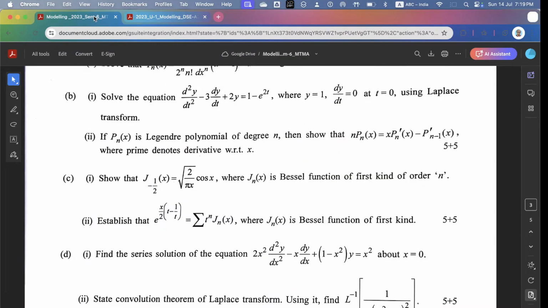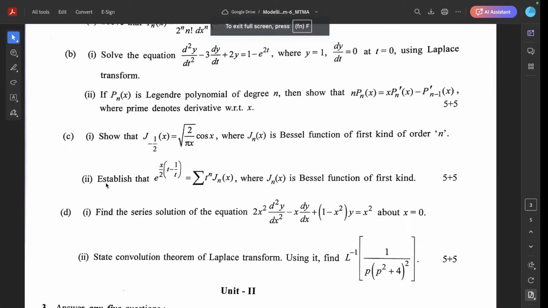Next question, C2. Establish that e to the power x by 2 bracket t minus 1 by t is equal to the series, actually this is n from minus infinity to plus infinity, t to the power n J_n(x), where J_n(x) is the Bessel function of the first kind.